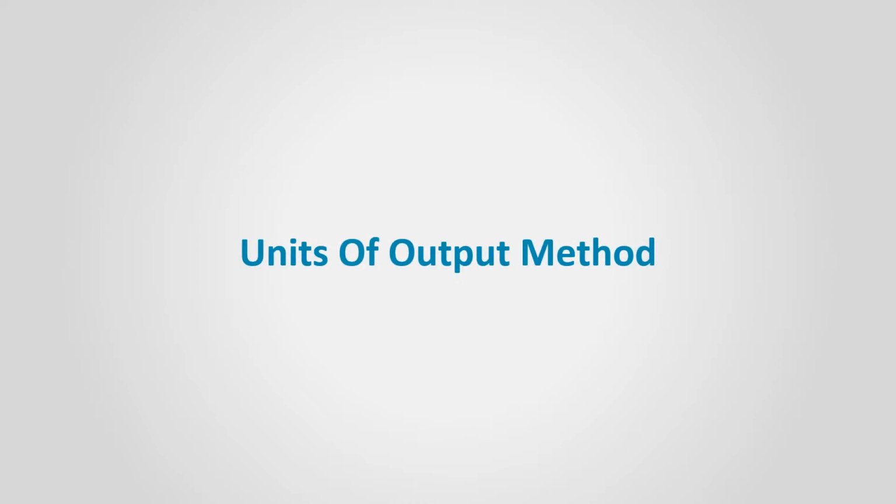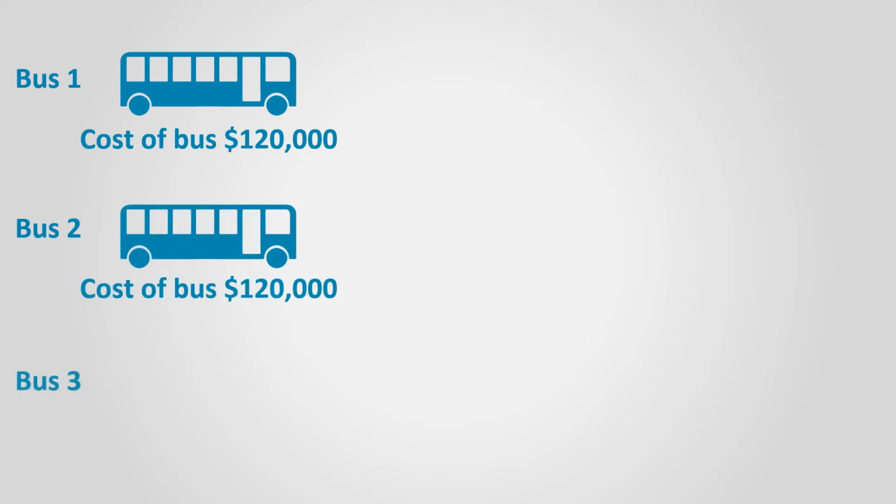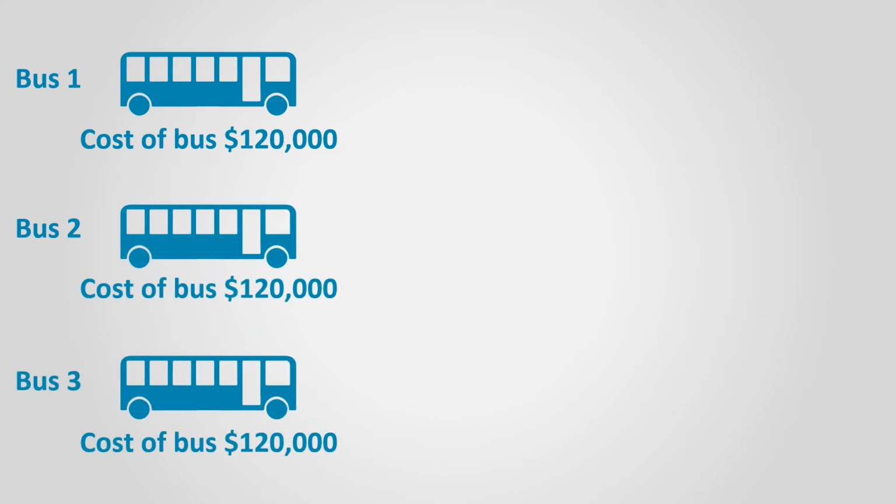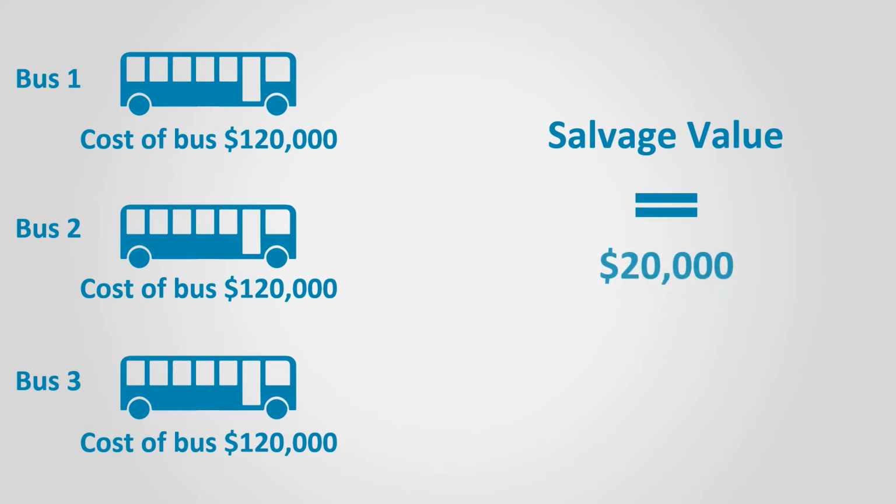Units of output method. Assume that a company bought 3 buses for $120,000 each. The salvage value per bus is $20,000 and its useful life in units is 400,000 kilometers.